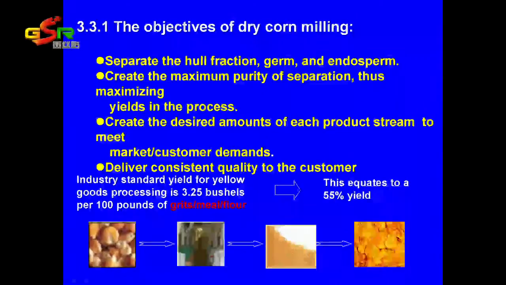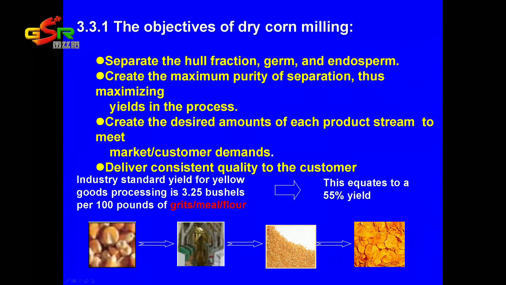And what is the objective of the dry corn milling? The first is to separate the whole fractions, germ and endosperm, from the corn kernel. And the second is to create a maximum period of the separation, so maximizing yield in the process. And the third is to create the desired amount of each product stream to meet the market requirements.